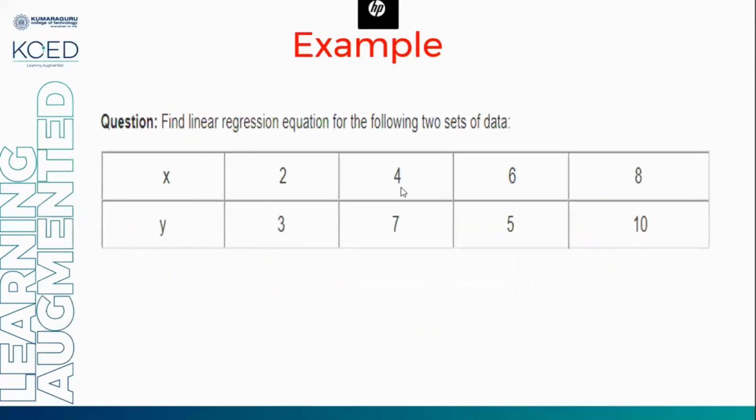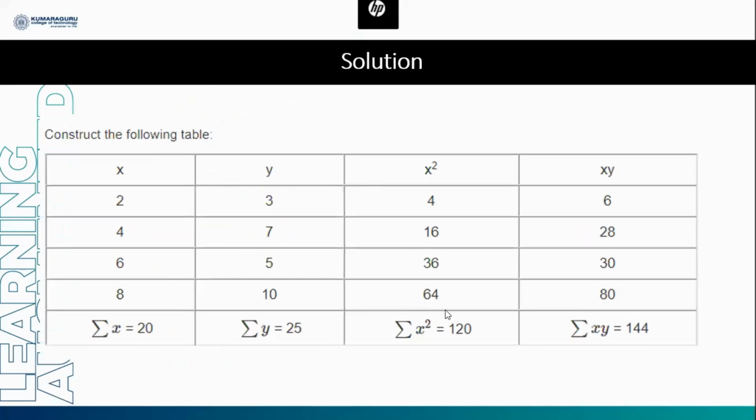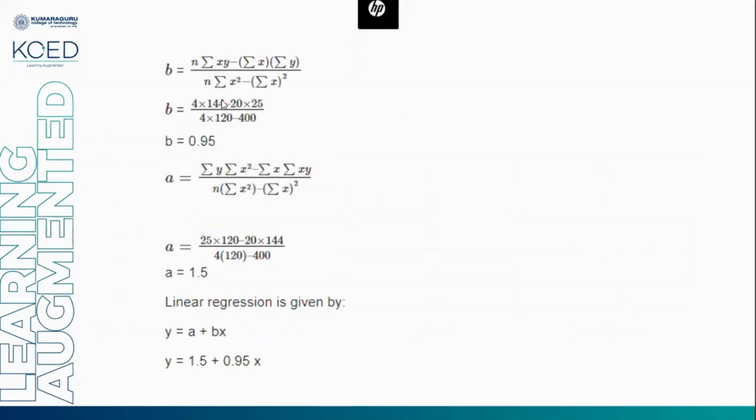So what is a and b? A is the intercept, b is the slope. We already have a formula. To find the value of b, we have to put the formula: n, the total number of data set, equal to n, into summation of xy. So what is the summation of xy? It is 144. Summation of xy equal to 144 minus summation of x. What is the summation of x? 20. So 20 is given here.